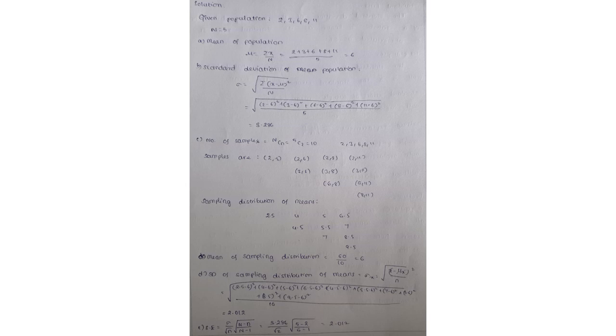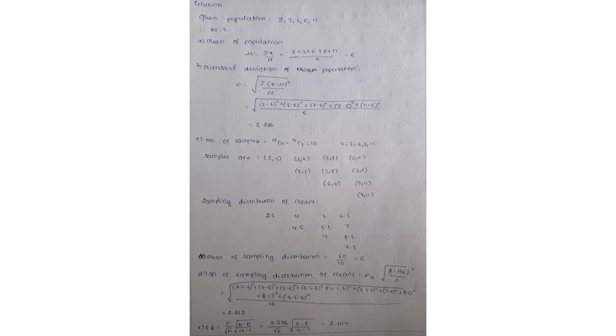The given population is 2, 3, 6, 8 and 11. Here the value of N is 5 and mean of population mu is equal to sigma x by N, that is equal to (2 plus 3 plus 6 plus 8 plus 11) by 5, that is 30 by 5, that is 6. And standard deviation of population sigma is equal to root over sigma (x minus mu) whole square by N, that is equal to 3.286.